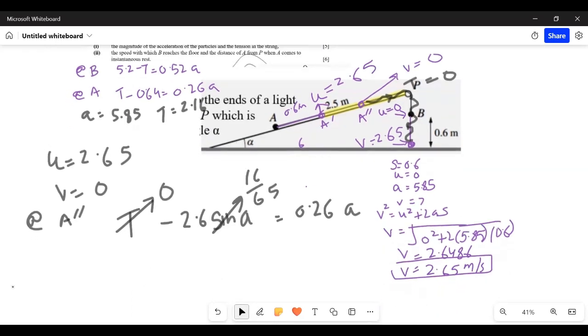It's going to be a negative value. What do you get? It's negative 2.6 into 16/65 divided by 0.26.